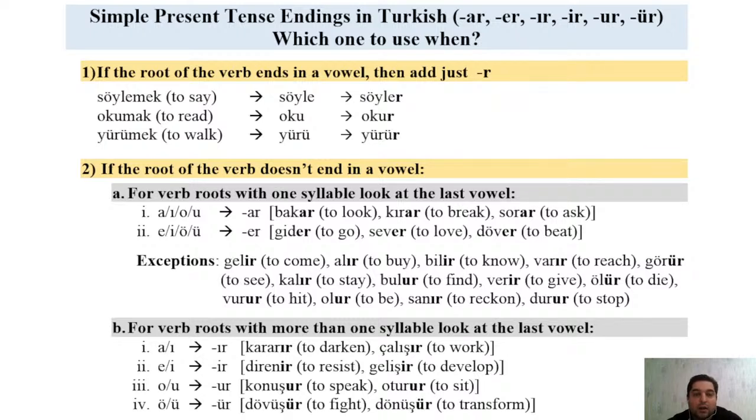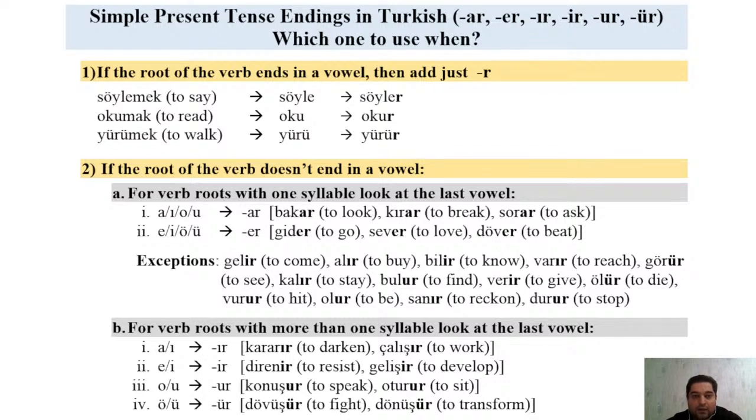Okay. So basically, for the second one, if the root of the verb doesn't end in a vowel, then we'll look at the number of syllables. If it's 1 syllable, if the root of the verb is 1 syllable, then you look at the last vowel. If it's a hard vowel, it will be R. If it's a soft vowel, it will be R, keeping the exceptions in mind, okay? Don't forget the exceptions. And there are only 13 of them, so it's not necessarily a big number, but if you just memorize them, you'll be okay.